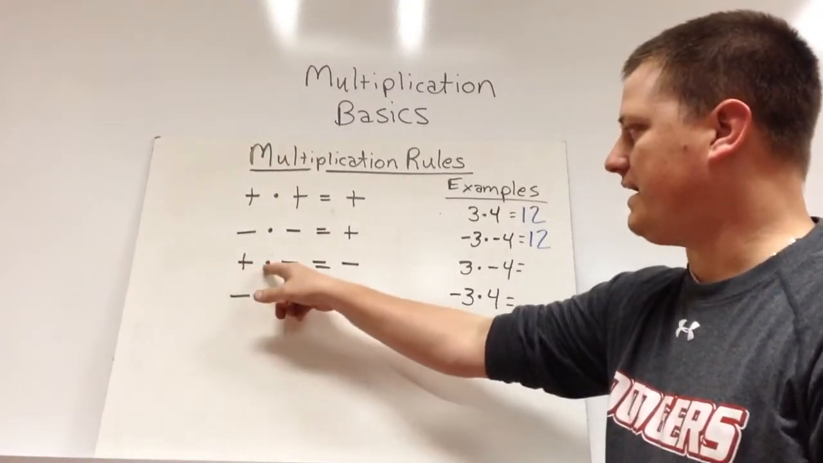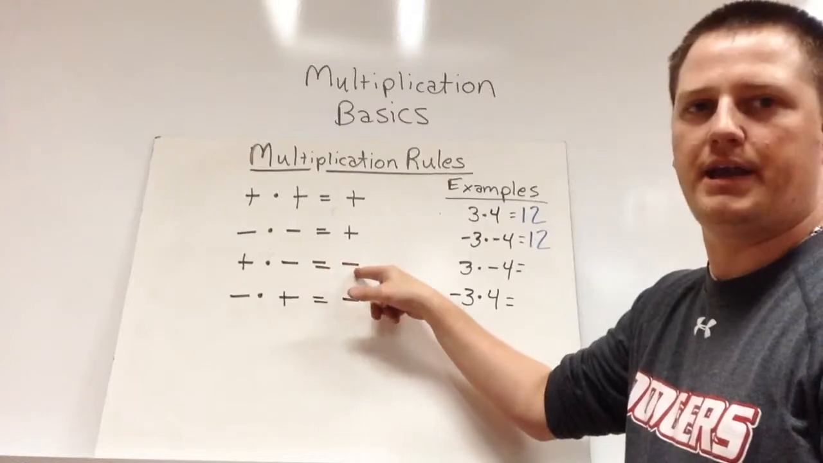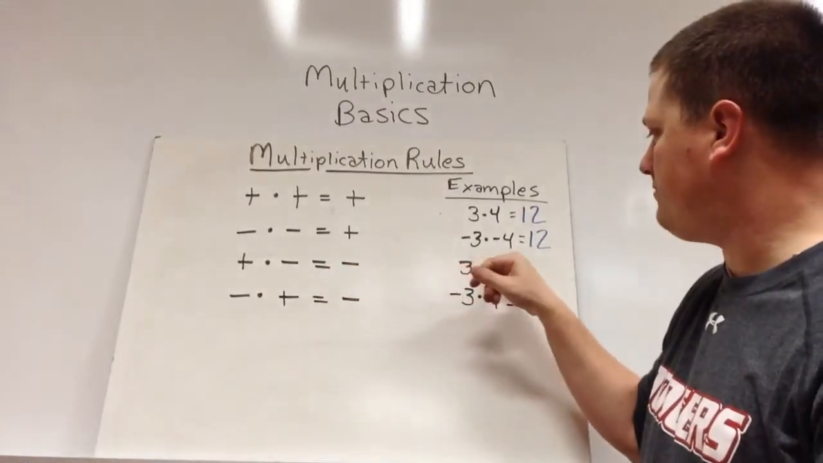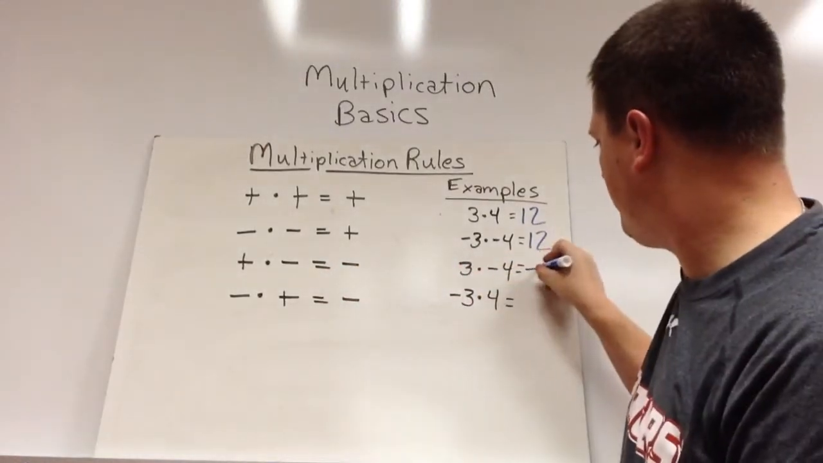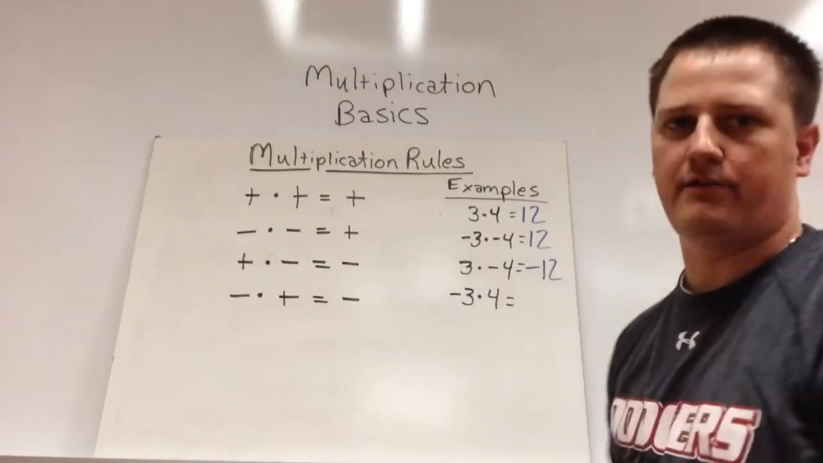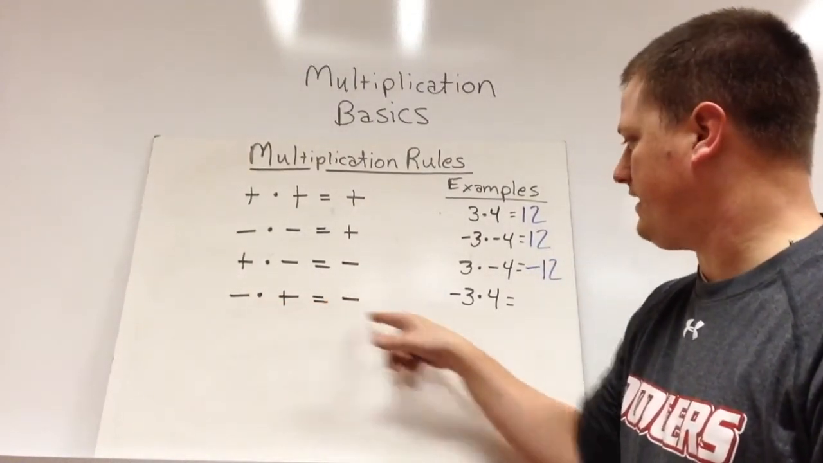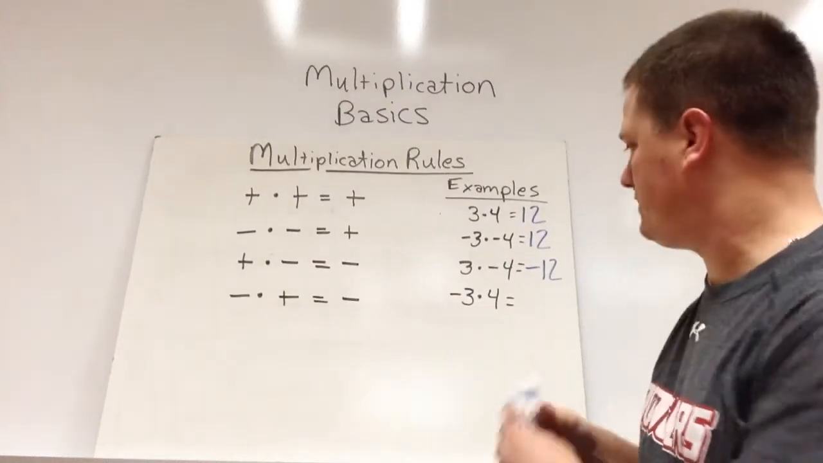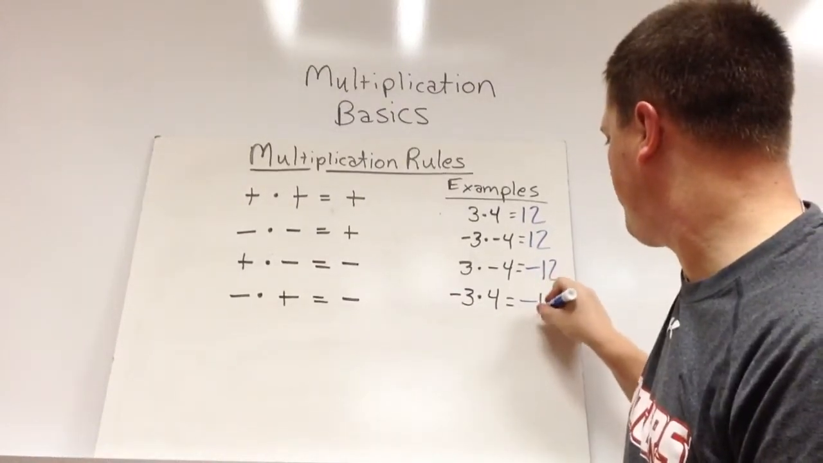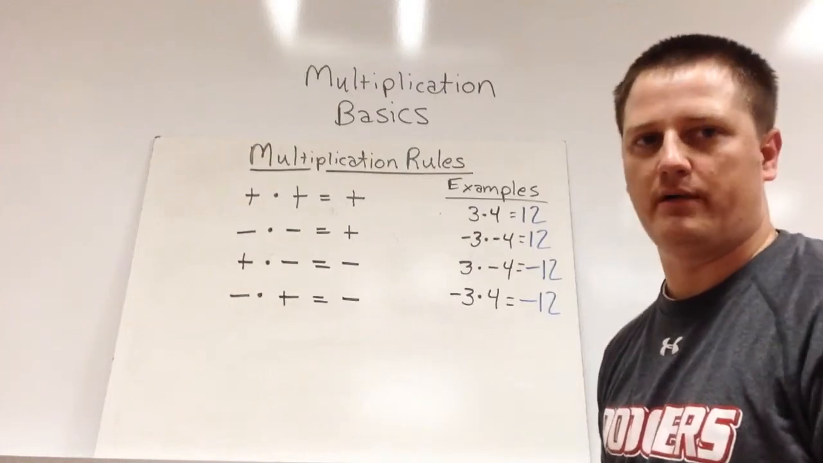A positive times a negative will equal a negative. 3 times negative 4, negative 12. Negative times positive equals a negative. Negative 3 times 4, negative 12.